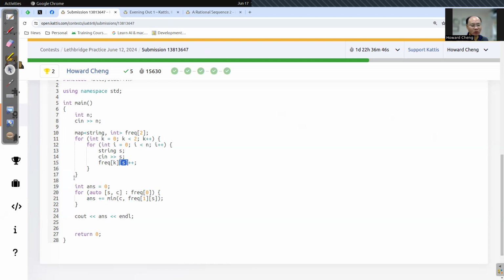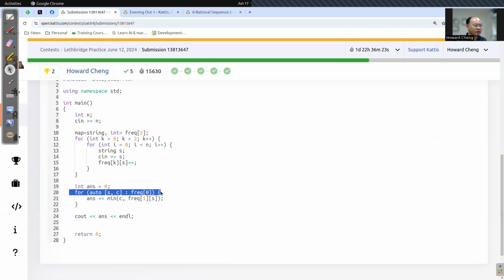Now I actually only have to go through one of the frequencies, and then I look up the other one to see how many times it occurs. It could be 0, okay? And that's okay, because when you take the minimum, 0 will be 0. So here it is. Answer is my running total.